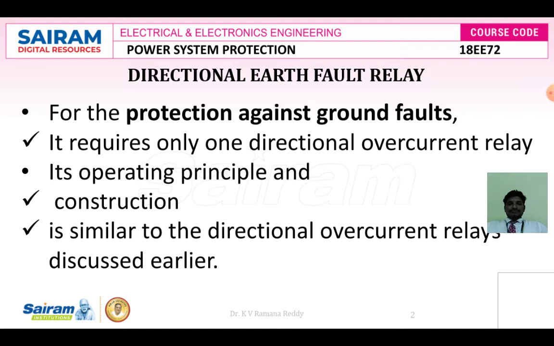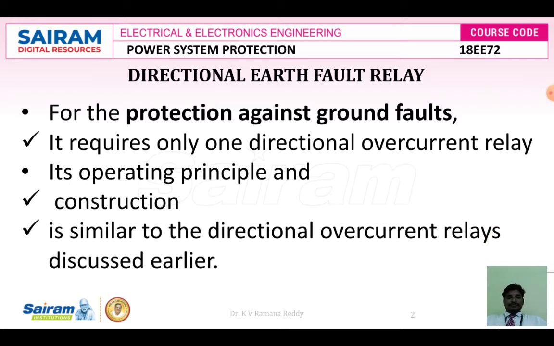A directional earth fault relay is represented with a particular direction. When the fault current is coming opposite to that direction, then the relay is sensitive to that flow of current, and the relay generates a command signal to the circuit breaker to separate the faulty section of the system from the healthy section of the system.